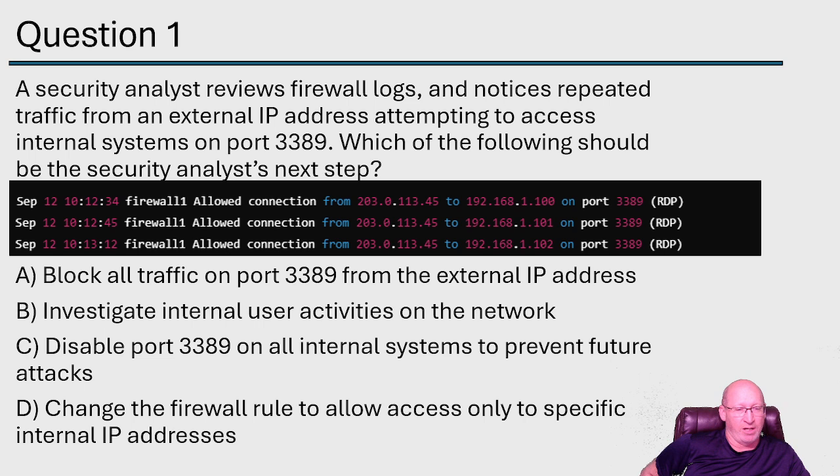Disable port 3389 on all internal systems to prevent future attacks. Why would we do that? We want RDP across our network. Could you imagine every time somebody in your IT staff gets a phone call from the help desk, they'd never be able to do anything. It would increase our ticket resolution time easily by about an hour, if not more. They would have to physically go to the computer and then resolve the issue. The entire reason we use 3389 is so they don't have to do that. And so C, not a good answer in any circumstance. Maybe if we're in an air gap system, I can see it in that instance, but otherwise, no.